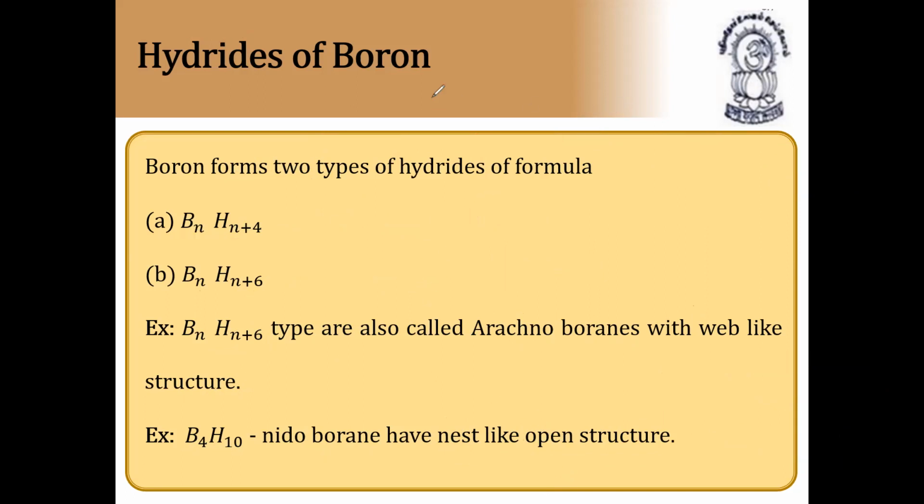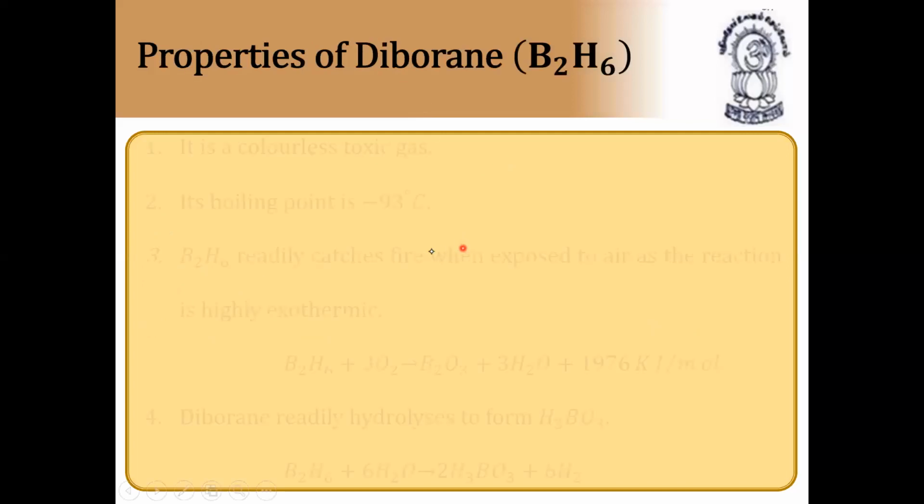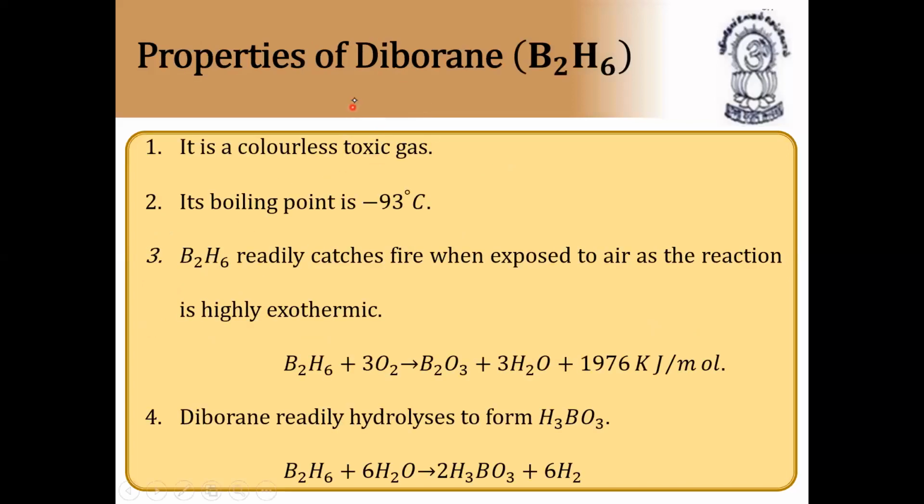Let us see now. Important here is diborane only. The properties of diborane are given. As I told you, our syllabus is up to diborane only. That is B2H6. Preparation and properties. Let us start with the properties of diborane. It is a colorless toxic gas.